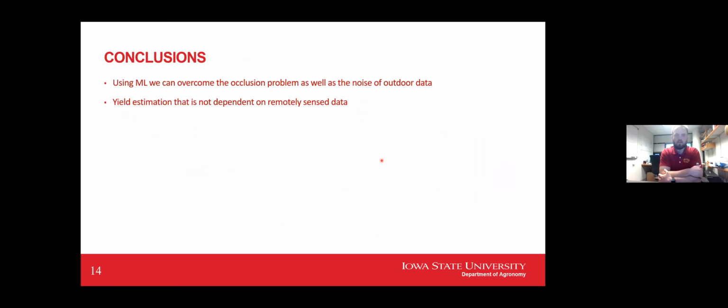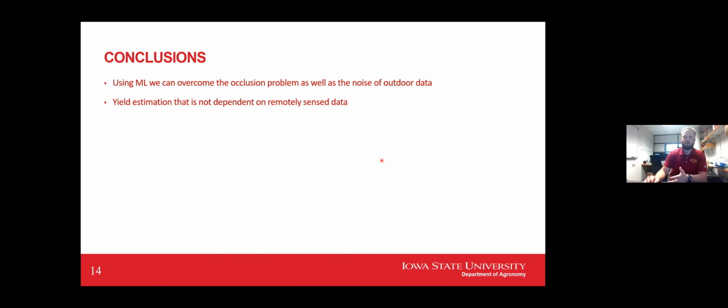Talking about conclusions, the 2 main things from this paper were that using ML, we can overcome the occlusion problem as well as the noise of outdoor data. What we mean by that is that we can fairly accurately rank results based off of what we see and what we can't see, which is a big problem both on the agronomy side, but also on the machine learning side of things. How can you estimate what you can't see?